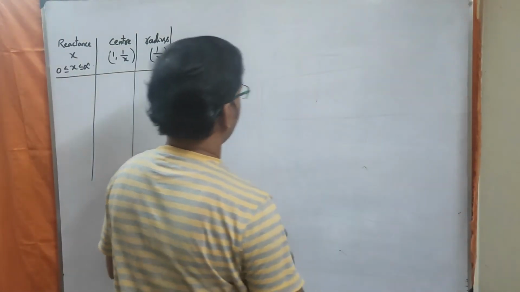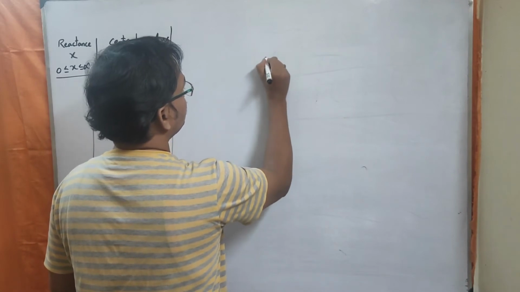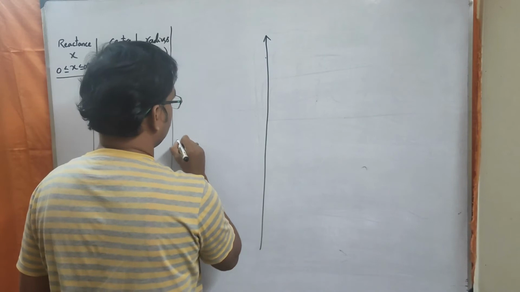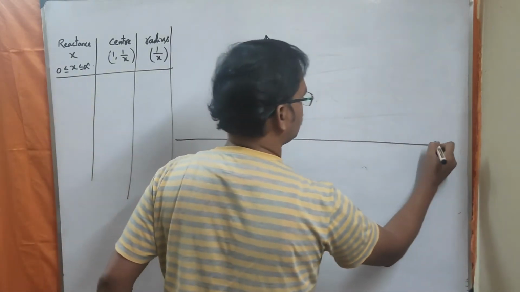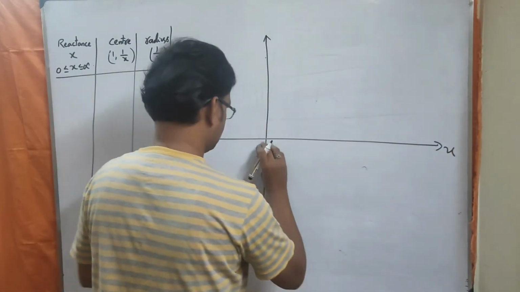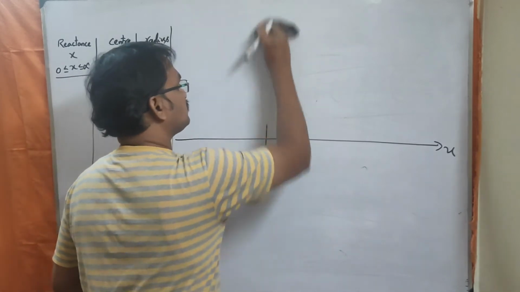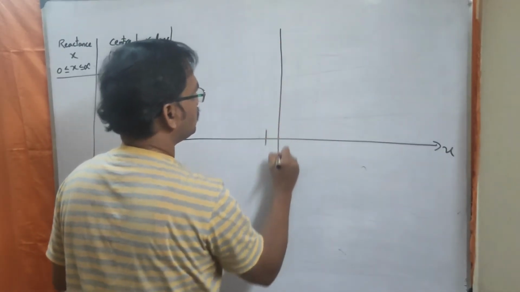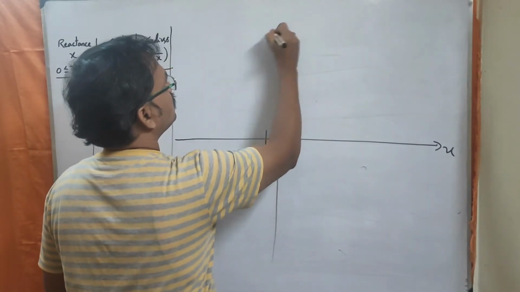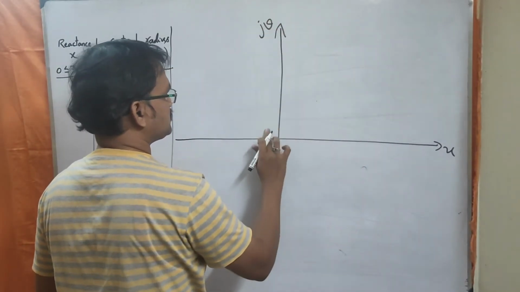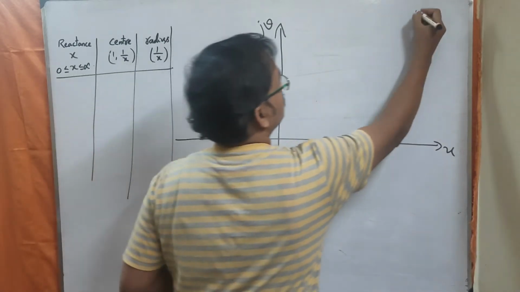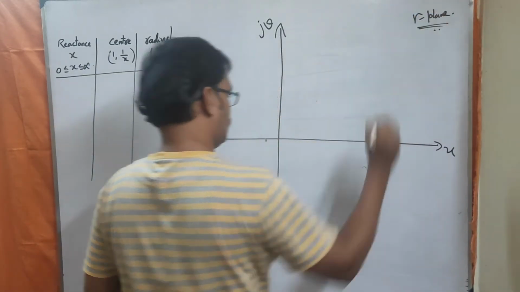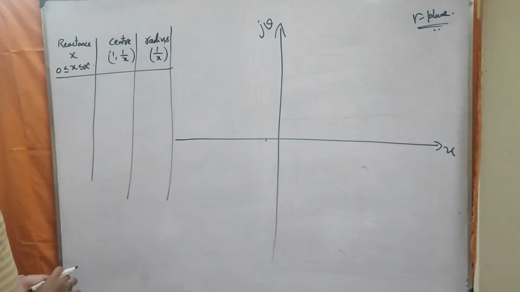So here I am drawing the gamma plane. This is the u axis. This is the v axis. So this is nothing but the gamma plane.